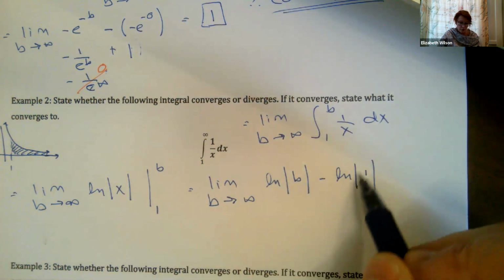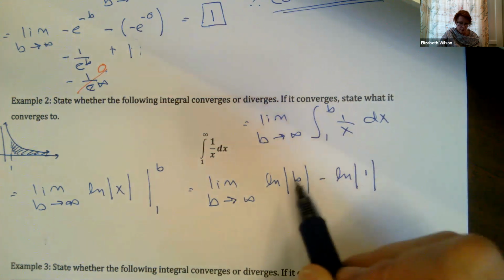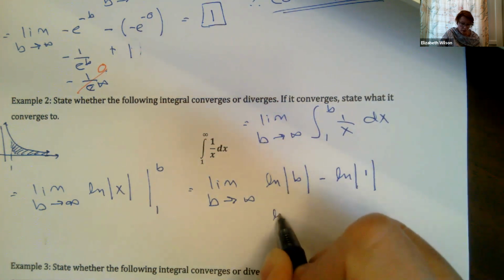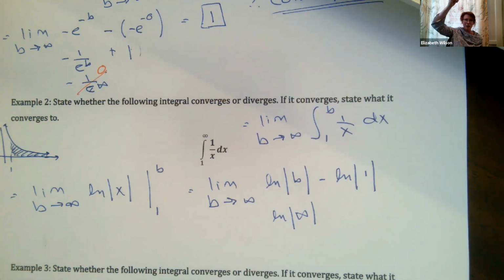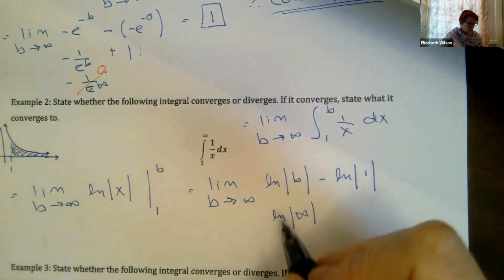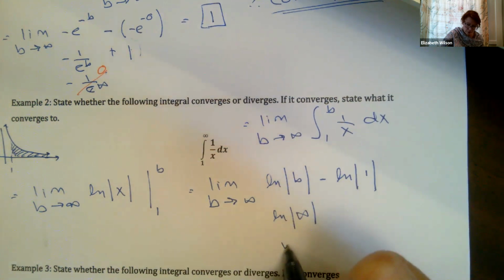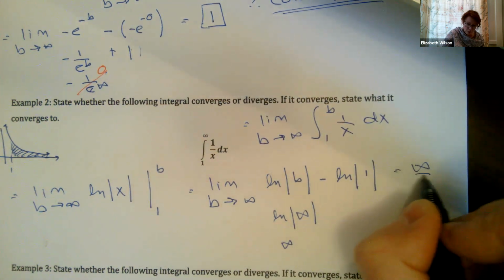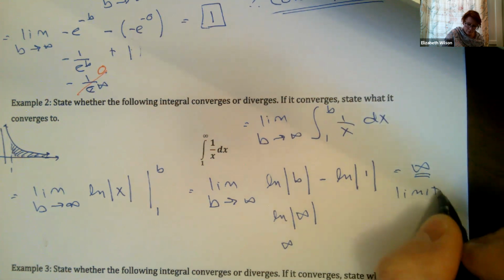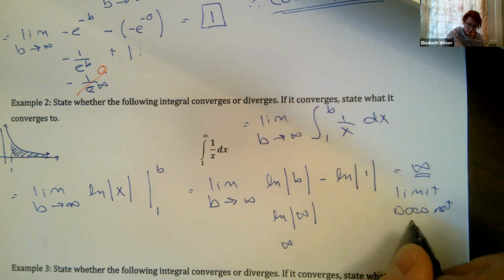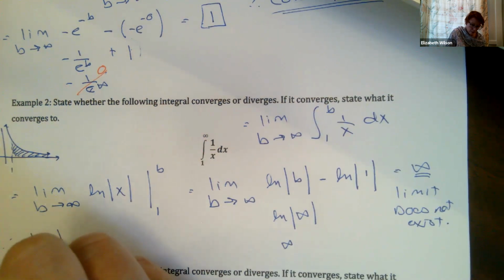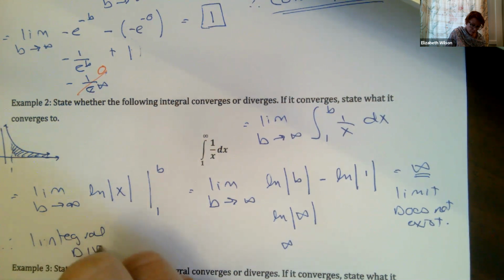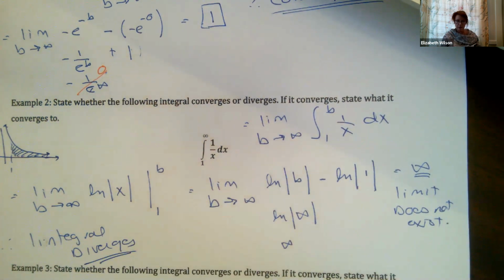I'm not going to worry about this one just yet, I know what that value is. But this one right here is the natural log of infinity, right? The natural log function is an increasing function, and as the value I'm putting in goes to infinity, this thing's going to go to infinity. So the limit does not exist, which means I'm going to conclude that my integral diverges because the limit does not exist.